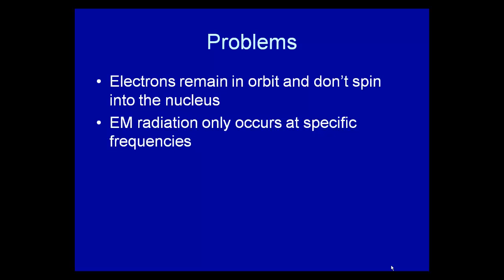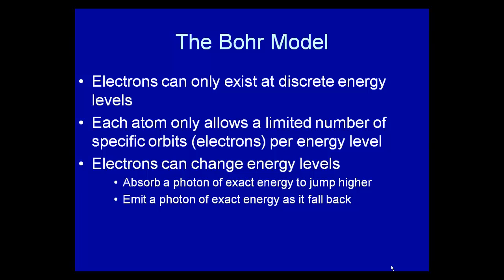Why? The second thing is electromagnetic radiation occurs only at specific frequencies, and we'll talk more about that in just a second. Now, the Bohr model added a little bit to that. He said the nucleus was at the center, but then he said electrons can only exist at discrete energy levels, and each atom only allows a certain number of specific orbits or electrons per energy level. And I know you've talked about that in chemistry.